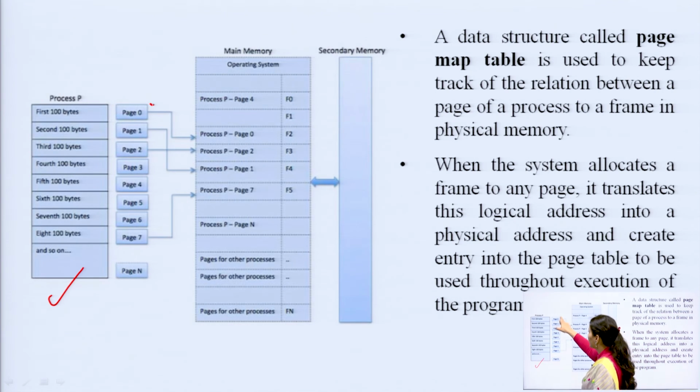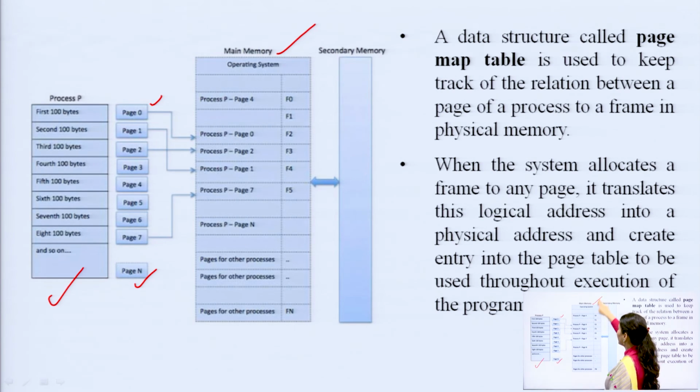So this is the logical address space, divided into pages 0, 1, 2 and so on up to page n, and this is the main memory, divided into frames f0, f1 and so on up to fn. Each page is mapped to a certain frame. In this way the whole physical memory can be efficiently used to map the various processes being handled in the application.